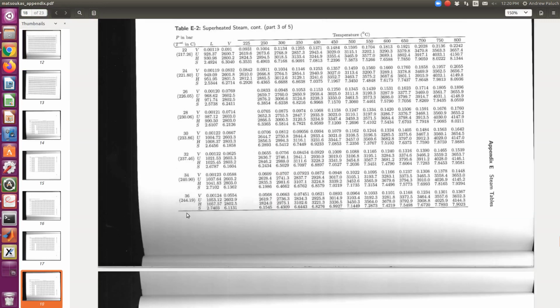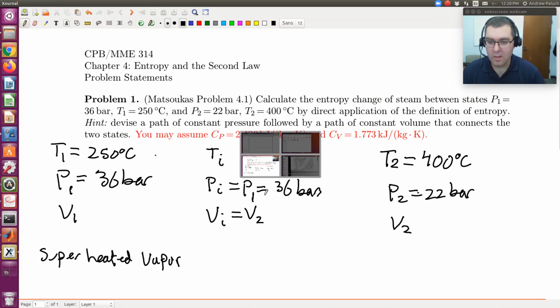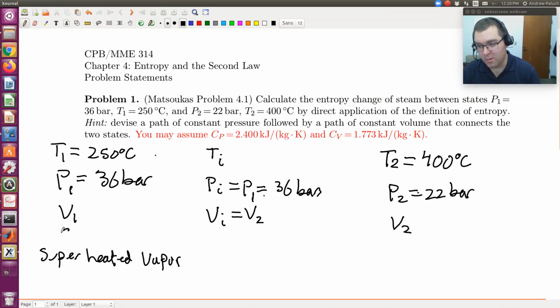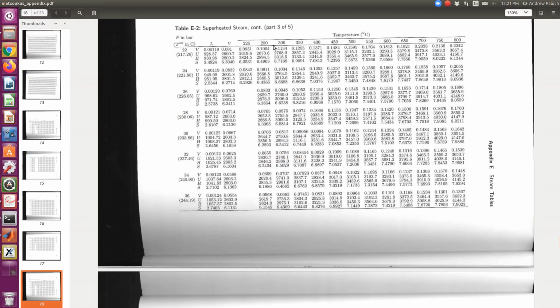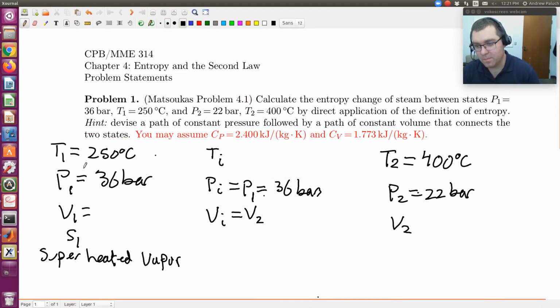Actually, let's just get it, because we have a pressure of 36 bars, and we do have a temperature column of 250. So let me write down V, and then just for speculation, let me write down S as well, because if we have it for the final state, we can compute the change in S from the steam tables for comparison. So V1, 250 degrees C in 36 bars, is 0.0568 meters cubed per kilogram.